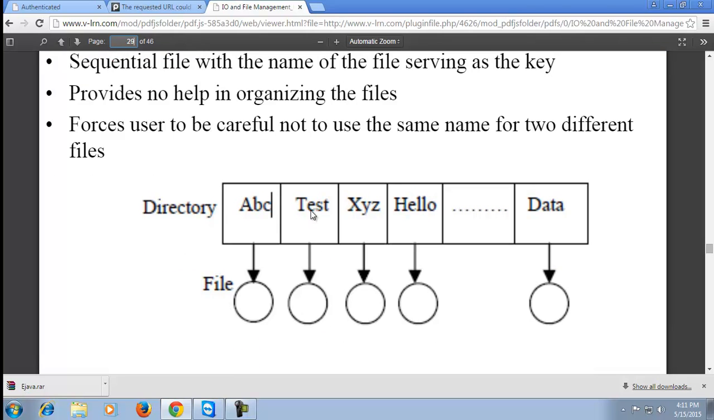Like these are the number of directories which we have, and inside these directories we have the number of files which are positioned in a circular manner with the directional arrows in respect of the directories. It provides no help in organizing the files. It forces the user to be careful not to use the same name for different files. Every user has to use different file names with different directories in respect of storage of that file in a particular directory.